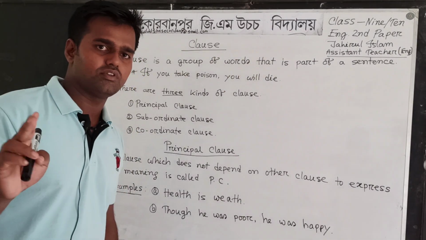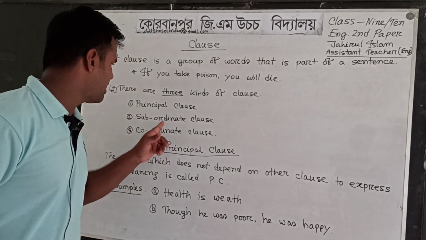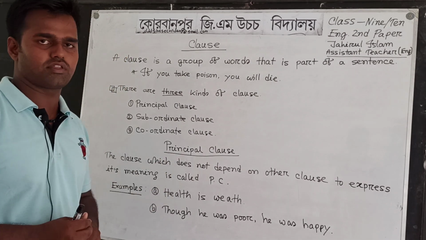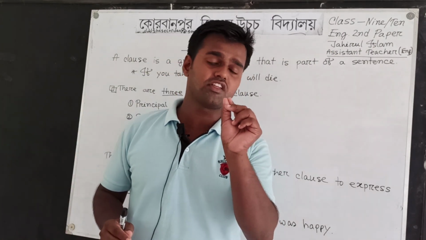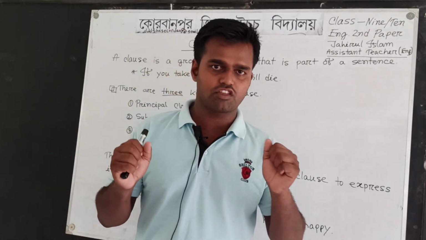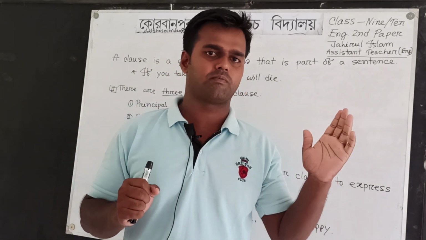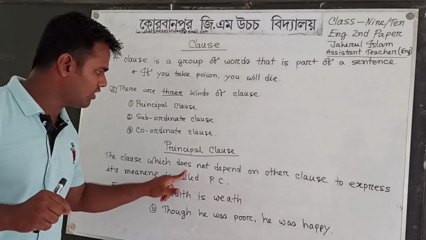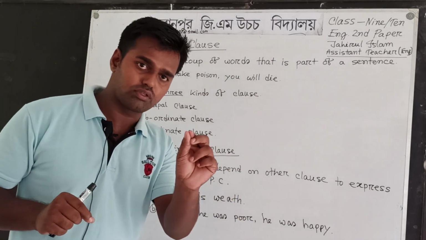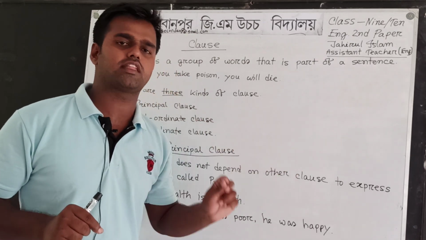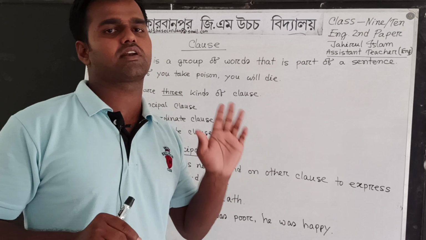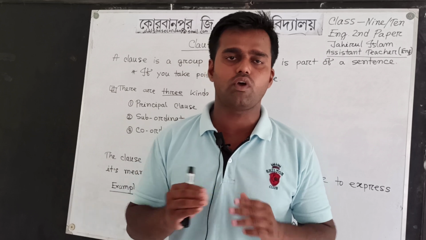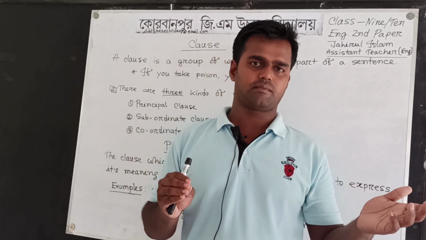Now there are three kinds of clause: principal clause, subordinate clause, and coordinate clause. First, I would like to share with you what is principal clause. You must understand what is principal. Principal means main, which is powerful, which doesn't need any other's help. The definition: the clause which does not depend on other clause is called principal clause. That means a principal clause does not need the help of others to express the meaning of the sentence.